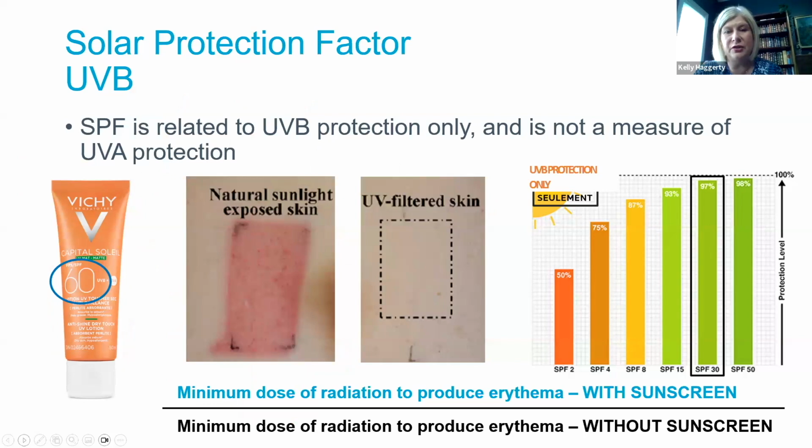So solar protection factor, or SPF, is in relevance to UVB protection only. It is not a measure of UVA protection. Basically, SPF is a ratio of the dose of radiation that causes erythema or redness with sunscreen compared to the dose of radiation that causes erythema without sunscreen. So SPF is not a measure of time.